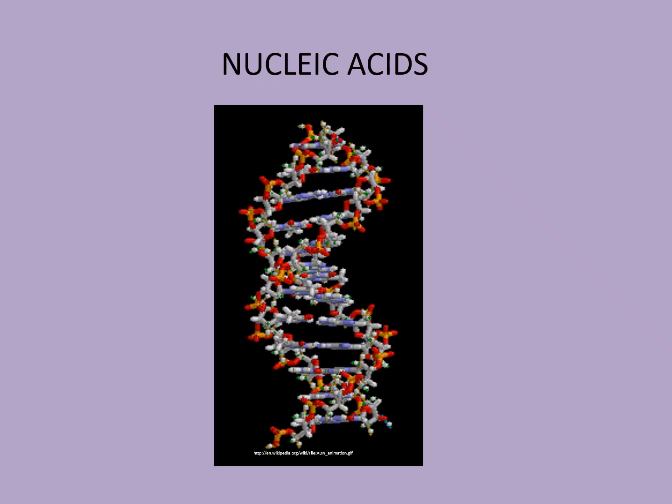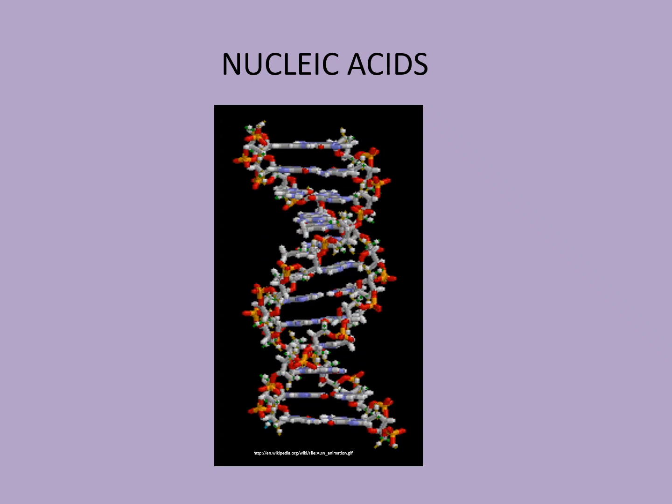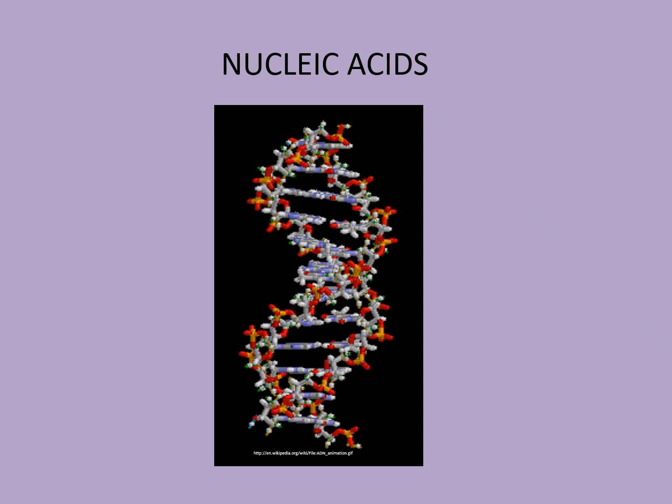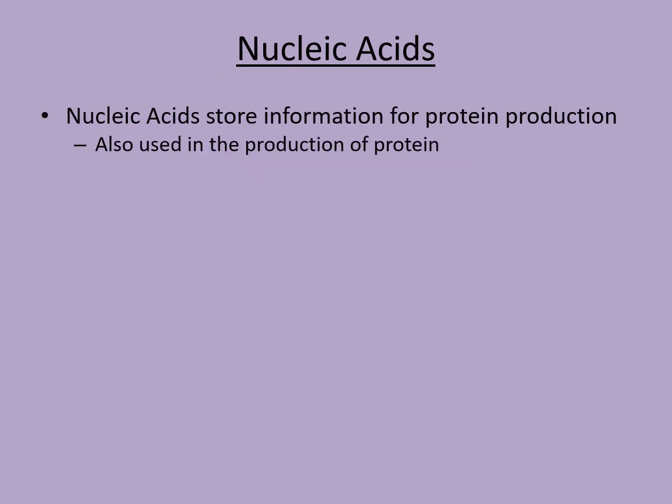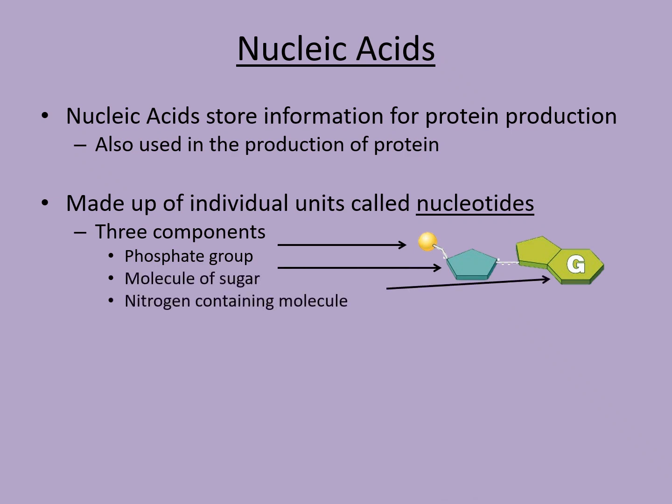Last thing that we're going to cover is nucleic acids. I know that this has been a long lecture, but we combined 2 chapters in, so here we go. Nucleic acids store the information for your protein production, but they're also used in the production of protein. They are made up of individual units, which we call nucleotides. Those have 3 components: a phosphate group, a molecule of sugar, and a nitrogen-containing molecule.